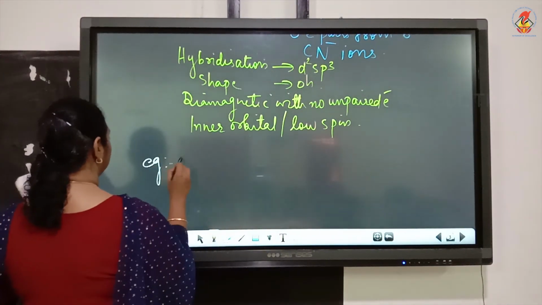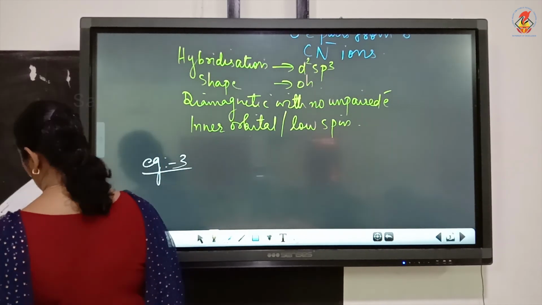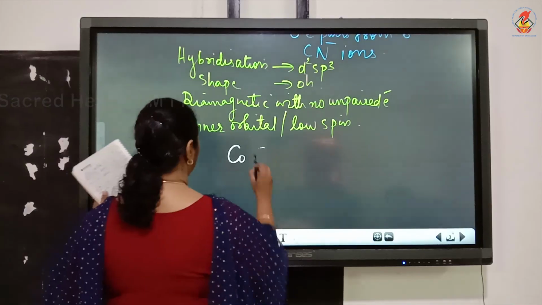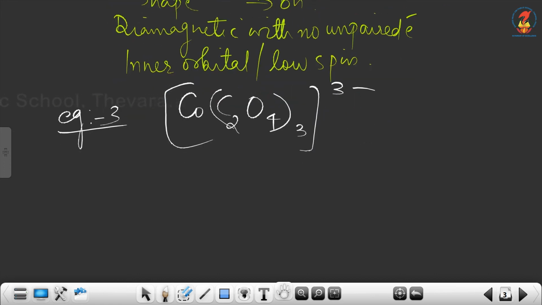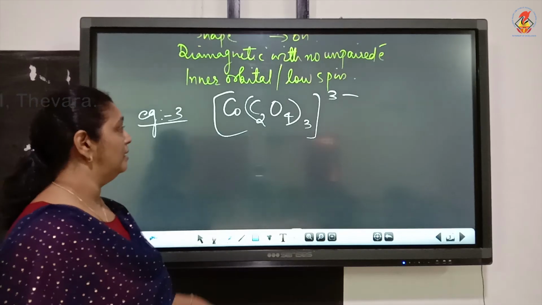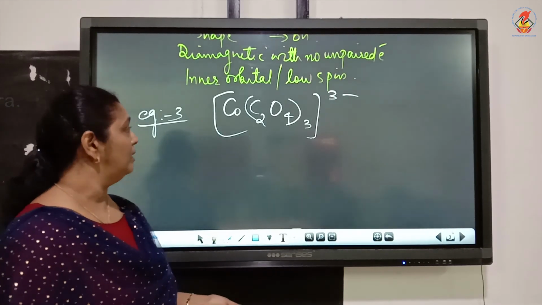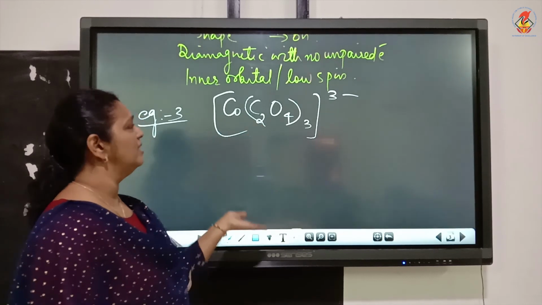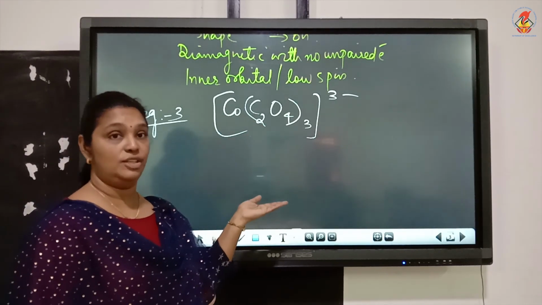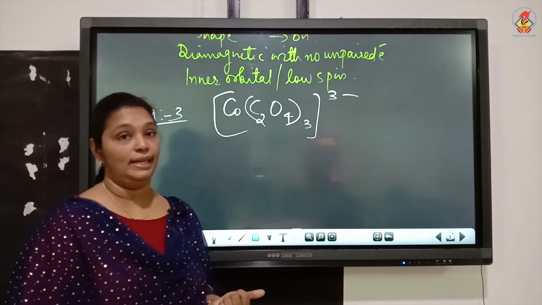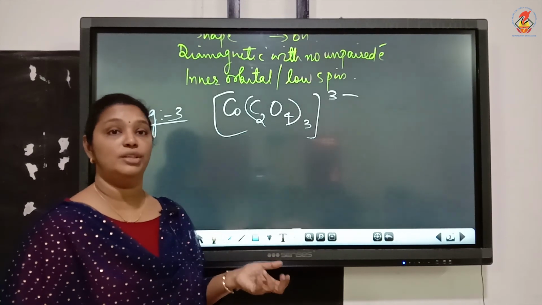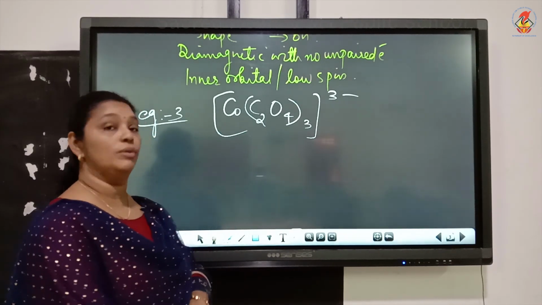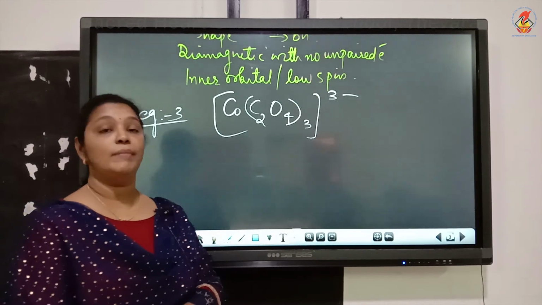Example 3: [Co(C2O4)3]3-. Now I am not going to show this, but we will explain it. We know that, look, without writing the steps, we can predict what is the hybridization. It's oxalate ion, which is a strong ligand. So what will happen? Pairing takes place. So what will be the hybridization? d2sp3, shape is octahedral.